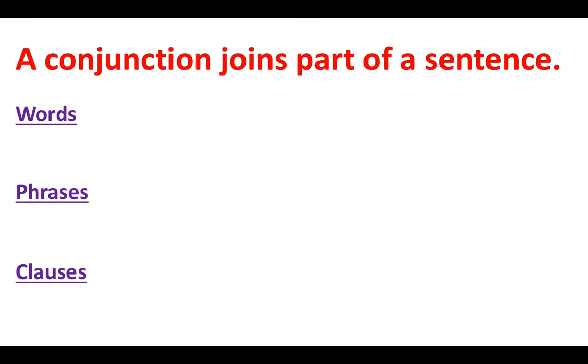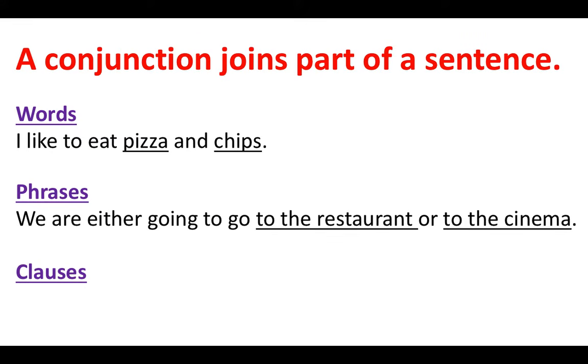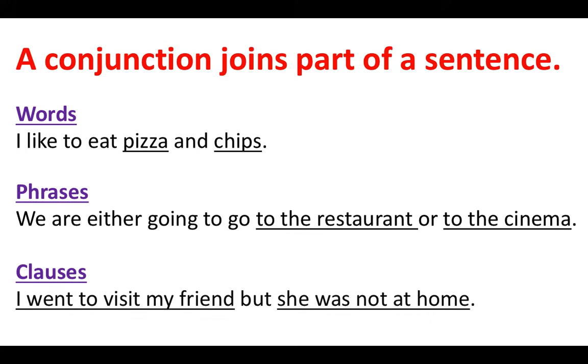An example of joining words includes, I like to eat pizza. An example of joining phrases includes, we are either going to go to the restaurant or to the cinema. An example of joining clauses includes, I went to visit my friend, but she was not at home.